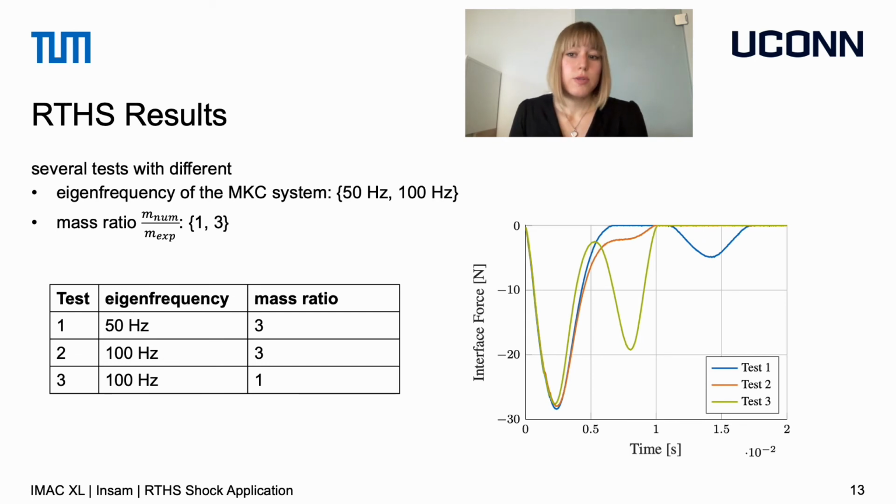The interaction force profiles differ depending on the system parameters. This is what we expected and hope to see in the RDHS experiment. We can see that for the system with 50 Hz, there is a double hump profile, and the interaction period is quite long. In the system with 100 Hz and the mass ratio of 3, there is only one force peak. But for the mass ratio of 1, we can see a double hump profile again.